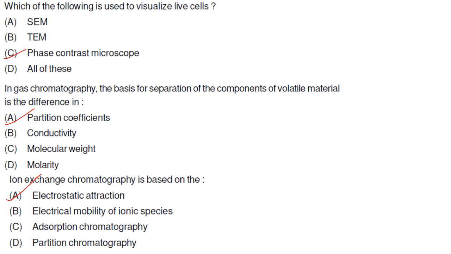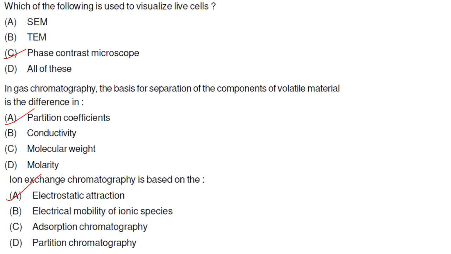Then which of the following is used to visualize live cells? So the two most common methods for visualizing live cells are phase contrast microscopy and differential interference contrast microscopy. So all they have given in the options is phase contrast microscopy. So answer is option C.